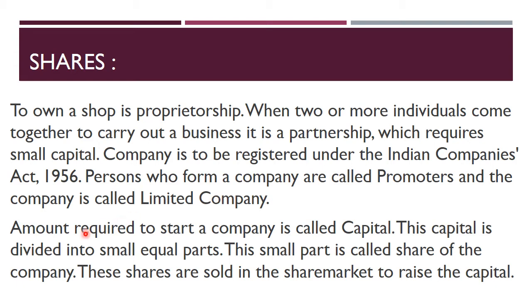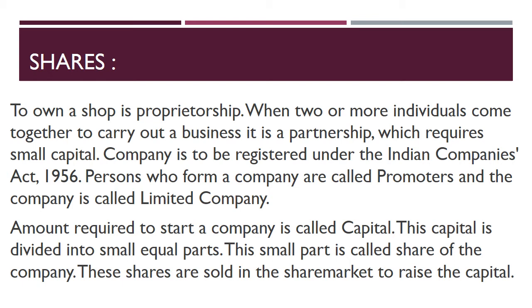Next, the amount required to start a company is called capital. Now this capital is divided into small equal parts, and each small part is called a share of the company. When you start a company, you require a sum of money, and that money is called capital. It is divided into small equal parts, just like parts of rupees 100 or rupees 1000 or rupees 2000. This small part is called a share of the company, and these shares are sold in the share market to raise the capital.